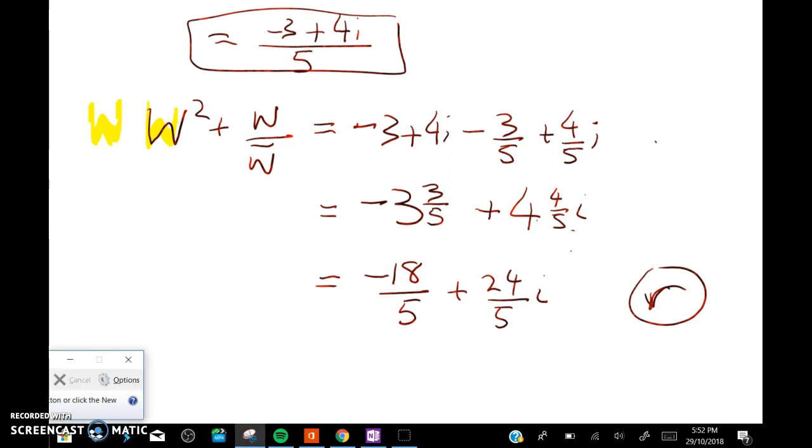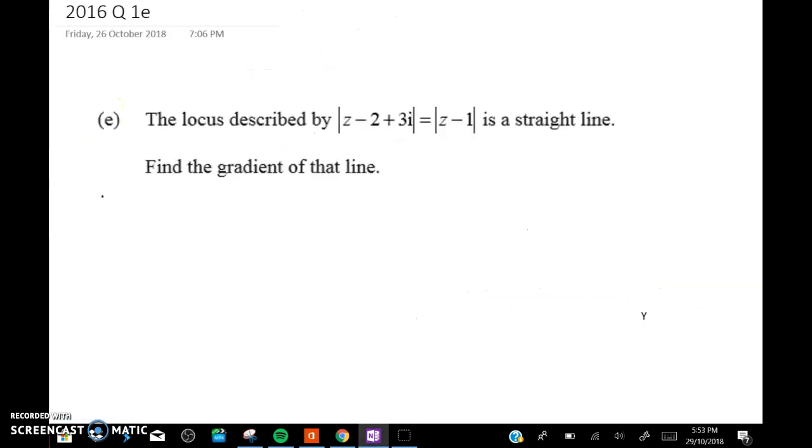Okay, on to the second question, which is more interesting, and this is a locus problem. We're told that the locus described here is a straight line, and we have to find the gradient of that line. There are two ways to approach this problem. The first way, which if you've done A-level you'll be most familiar with, is to look at that and straight away identify that we are looking for a perpendicular bisector. I'm going to go through that first.